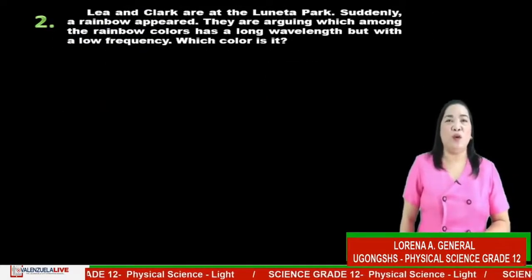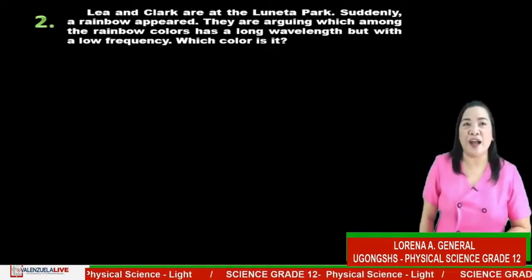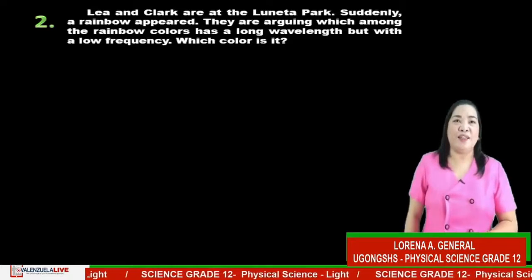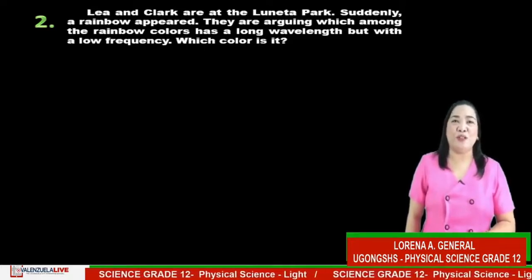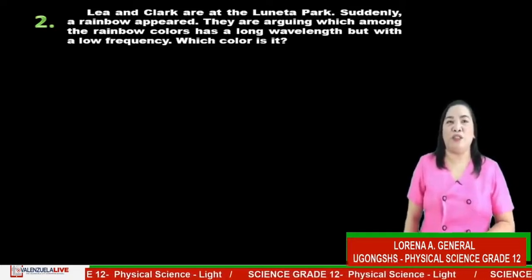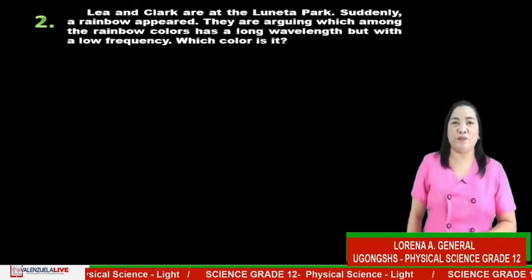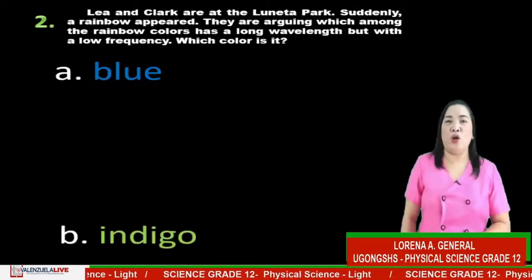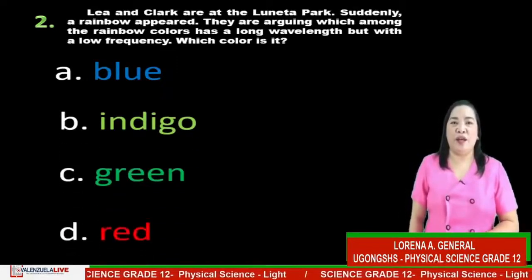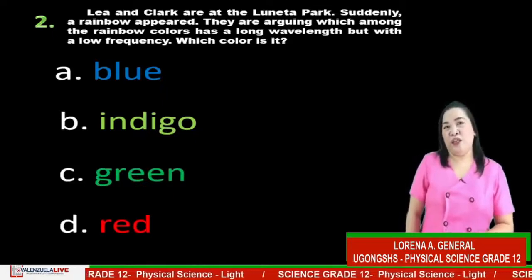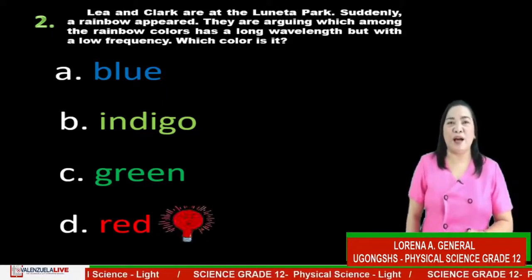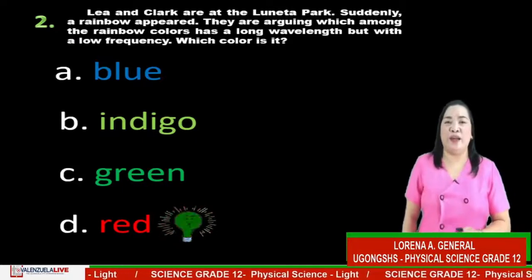Next, number 2. Leia and Clark are at the Luneta Park. Suddenly, a rainbow appeared. They are arguing which among the rainbow colors has a long wavelength but a low frequency. Which color is it? Is it A, blue, B, indigo, C, green, or D, red? What do you think is the answer? Type your answer. Okay, time's up. The answer is the red color.